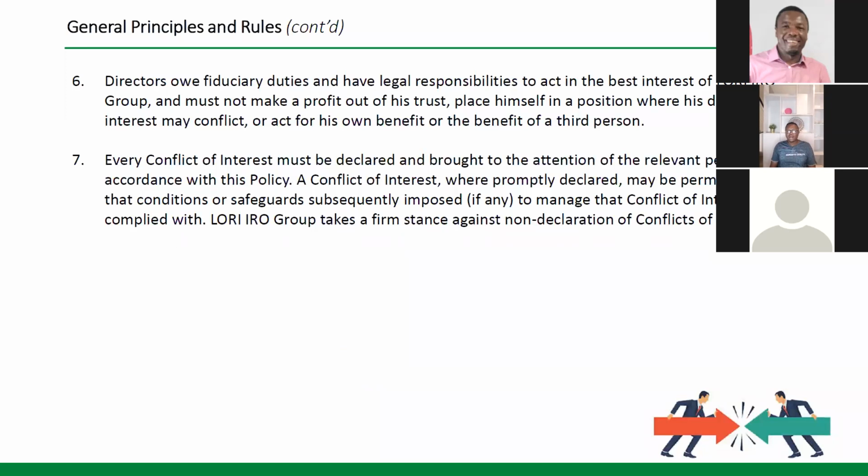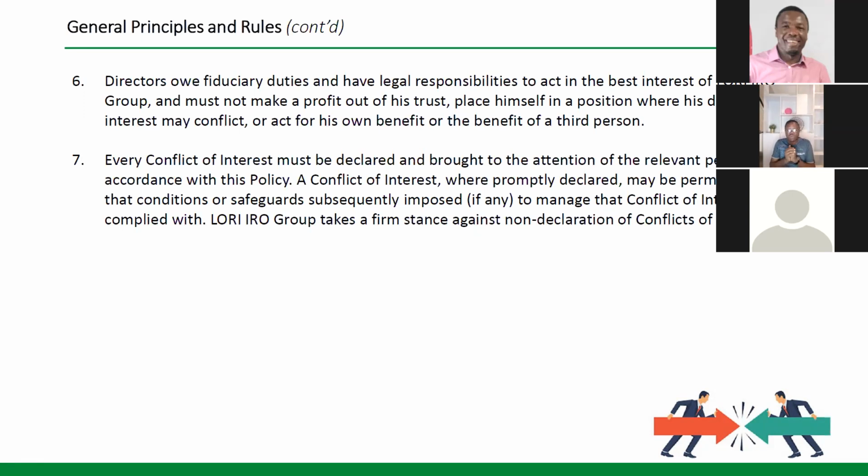Paragraph 6. I mentioned earlier directors of companies. This is actually statutory in CAMA, the Companies and Allied Matters Act, in 1990 and as well in the 2020 Companies and Allied Matters Act. A director holds fiduciary duties and has legal responsibility to act in the best interest of their company, and they should not make a profit out of their trust or place themselves in a position where their duty and their interest may conflict, and they should not act for their own benefit or the benefit of a third person. And this same thing applies even to employees. It applies to you. Every conflict of interest must be declared, and it should be brought to the attention of the relevant personnel in accordance with your company's policy.